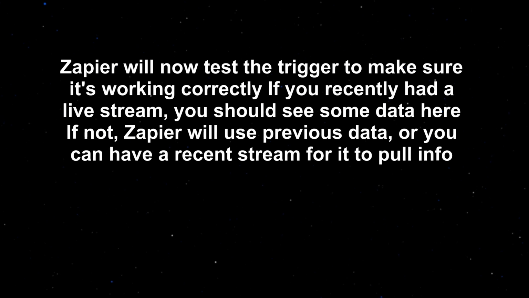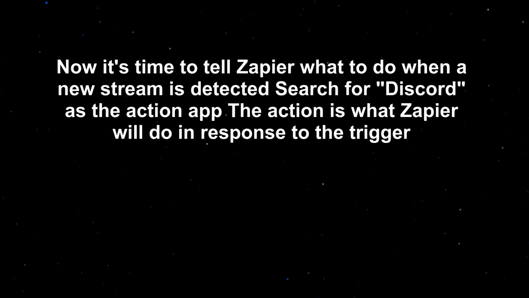Zapier will now test the trigger to make sure it's working correctly. If you recently had a live stream, you should see some data here. If not, Zapier will use previous data, or you can have a recent stream for it to pull info. Now it's time to tell Zapier what to do when a new stream is detected.